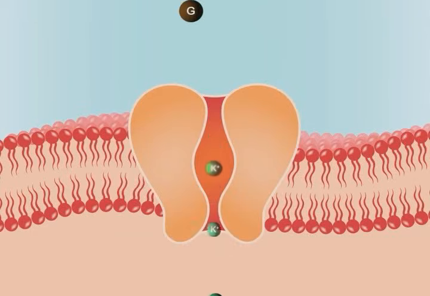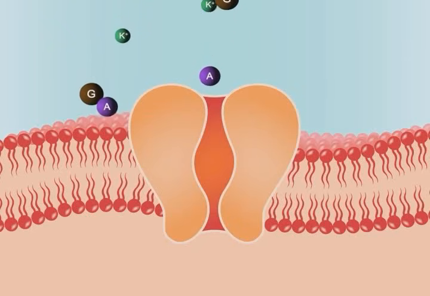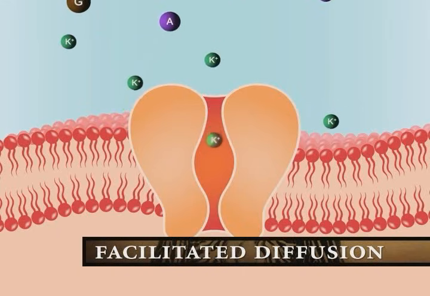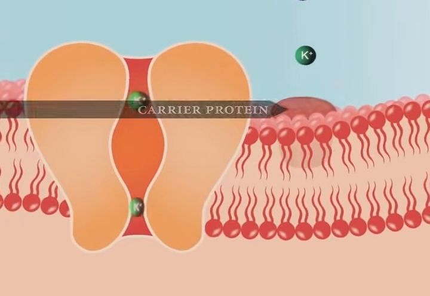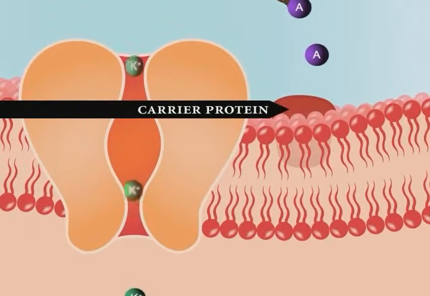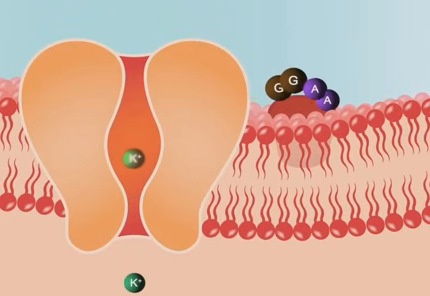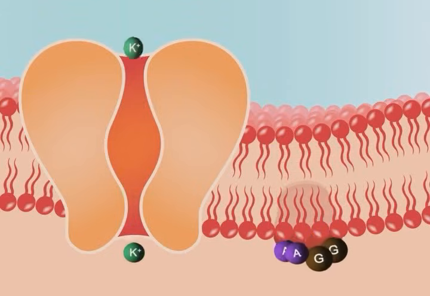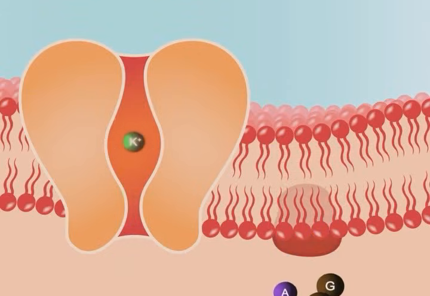Lipid-insoluble substances, such as glucose and amino acids, that are too large to pass through the channel proteins may cross a cell membrane using a process known as facilitated diffusion. In this situation, certain carrier proteins appear to have a binding site for these larger molecules that is moved from one face of the membrane to the other. Like the channels of the transmembrane proteins, these binding sites appear to be highly selective as to what they transport.